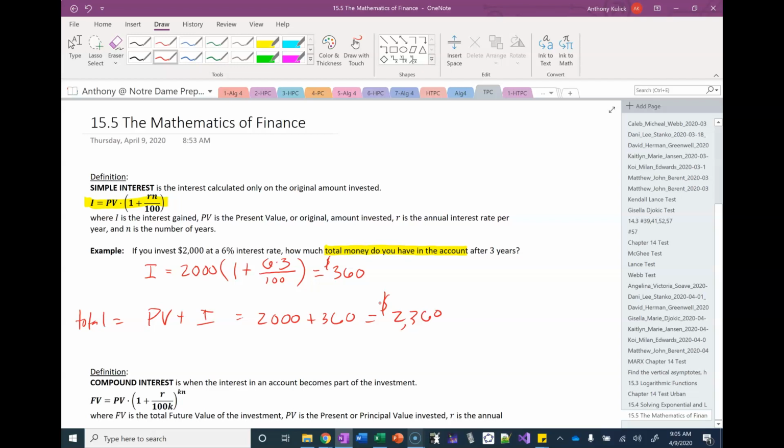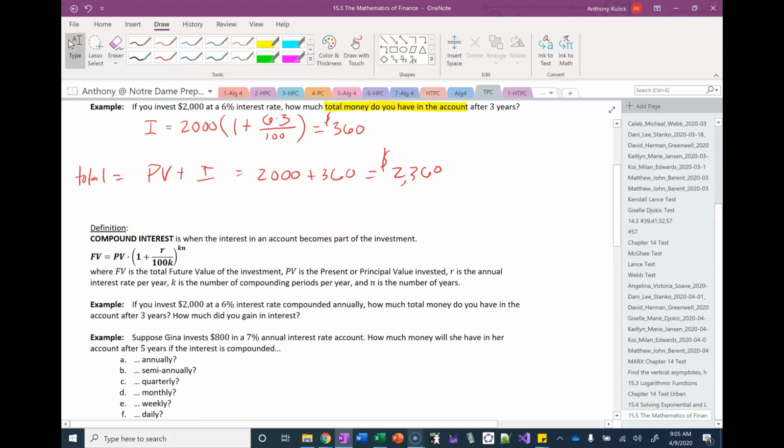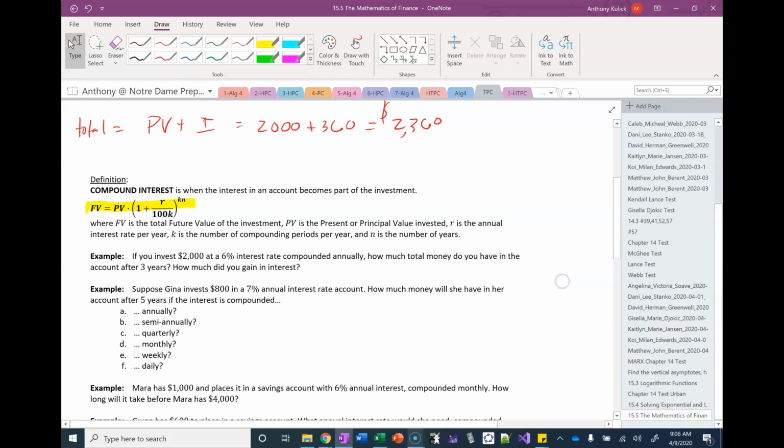Now, that's quite simple and really not how things work. Really what we should be gaining interest on is the amount that's in the account when the interest is paid. That sort of situation is called compound interest, so that we're earning interest on top of our new value of the account.